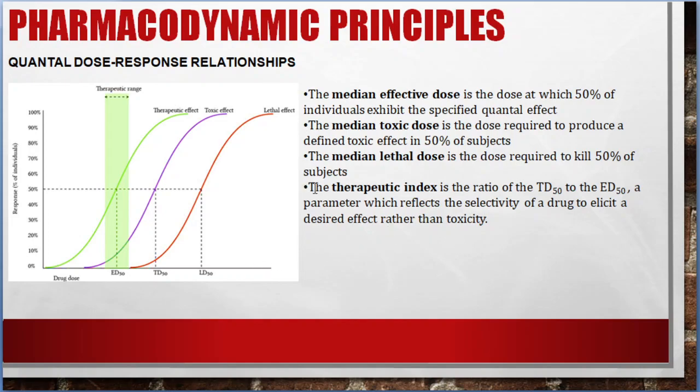Meron din tayong tinatawag na therapeutic index. Your therapeutic index is actually the ratio of your toxic dose to your effective dose. This is a parameter which reflects the selectivity of a drug to elicit a desired effect rather than toxicity. Again, your therapeutic index is the ratio of your toxic dose to your effective dose.